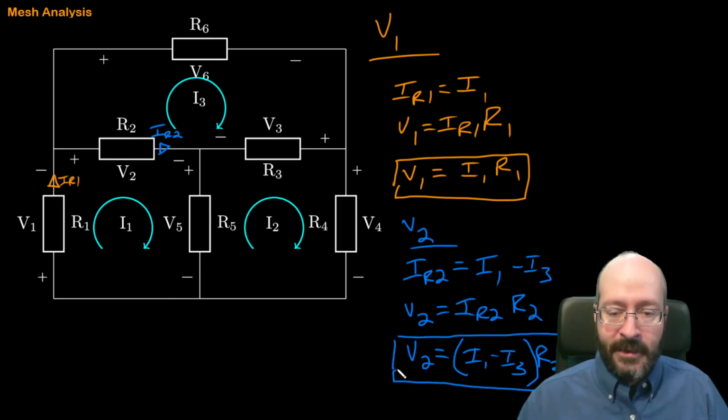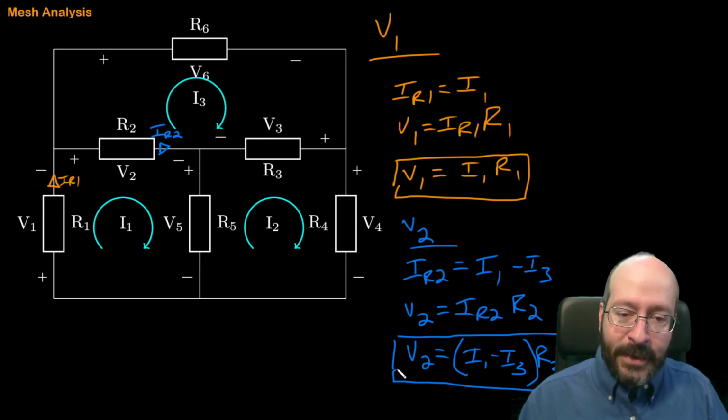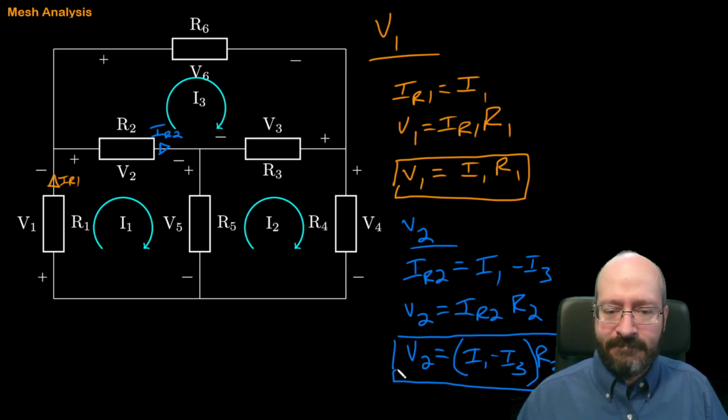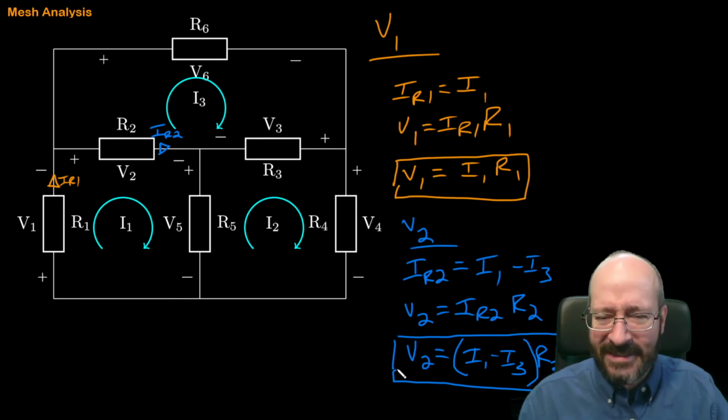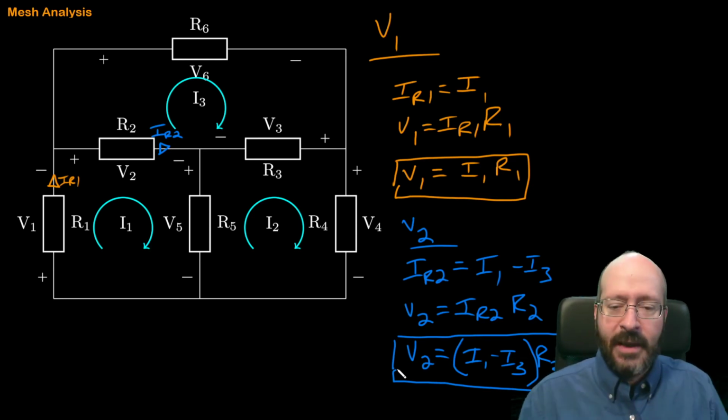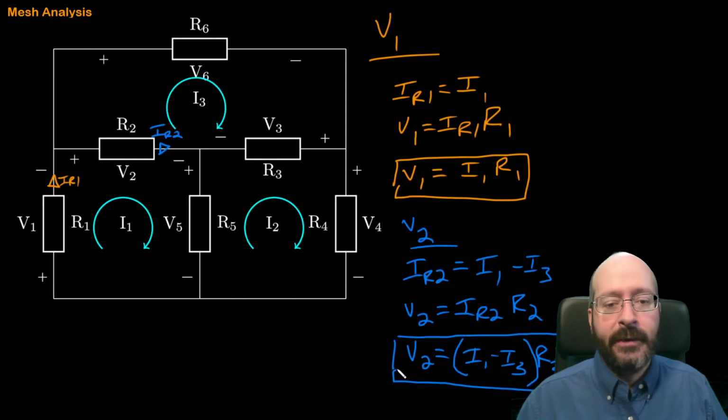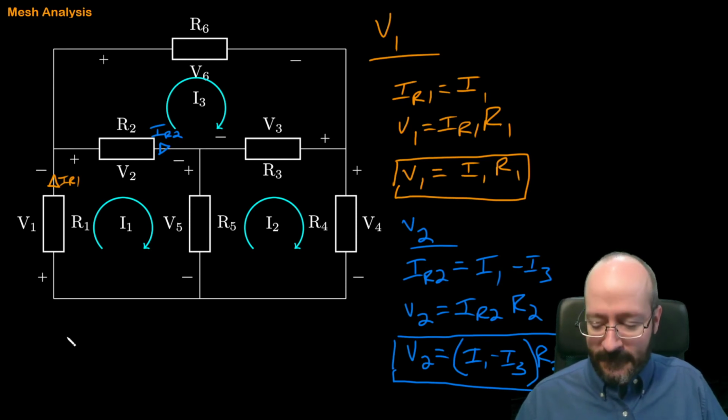Okay. Rinse and repeat. I don't draw the arrows. I think about it, I guess. I don't explicitly say, oh, passive sign convention tells me. I say, what's the positive direction? And then what's touching it, what's not. And we go from there. So let's keep going on these and find V3.